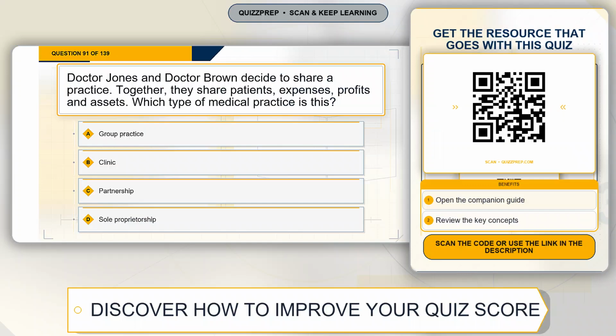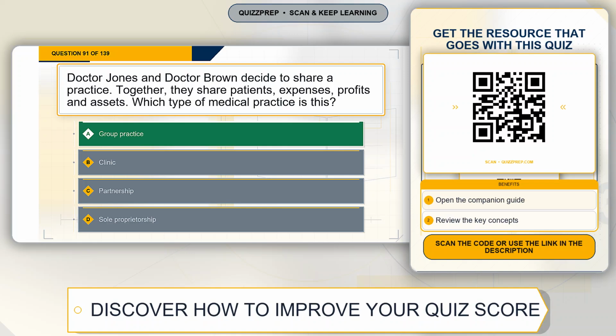Question 91. Dr. Jones and Dr. Brown decide to share a practice. Together, they share patients, expenses, profits, and assets. Which type of medical practice is this? Option A, group practice. Option B, clinic. Option C, partnership. Option D, sole proprietorship. The correct answer is option A, group practice.